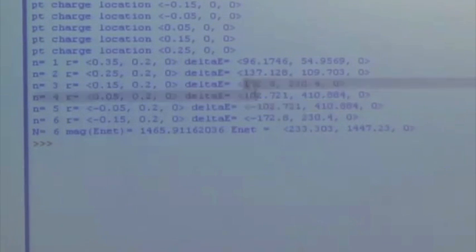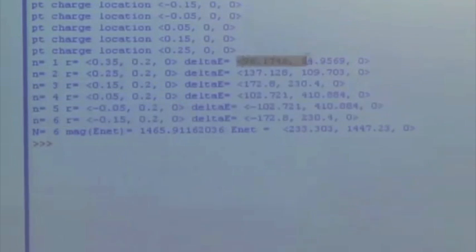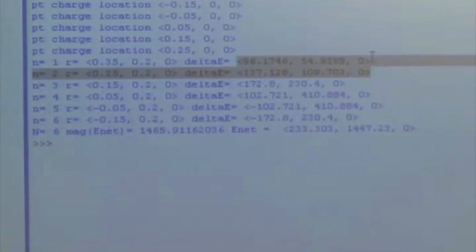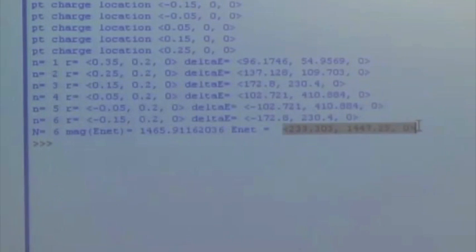And so from segment 3 to segment 6, the x components are all canceling out. We're only getting y components. And so segment 1 and 2 were the only ones that contributed a net x component. And so the net electric field we got was 233.3, 1447.2, 0 newtons per coulomb. Okay? So that's the basic idea.